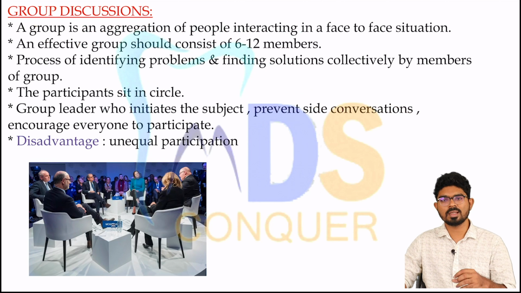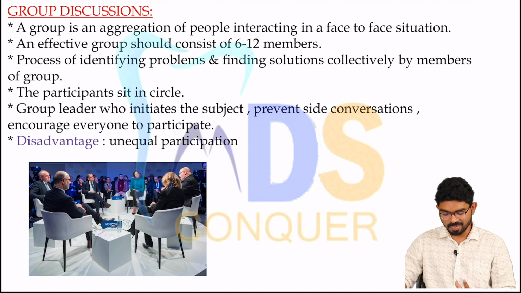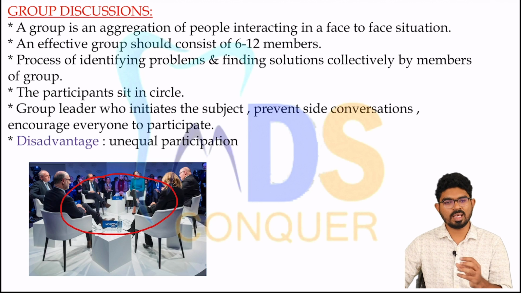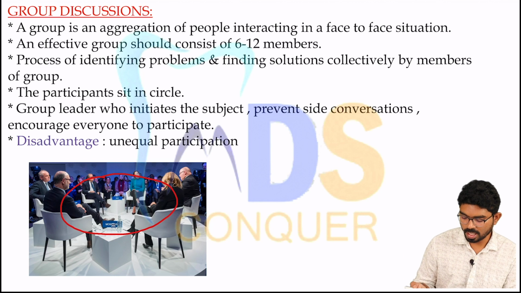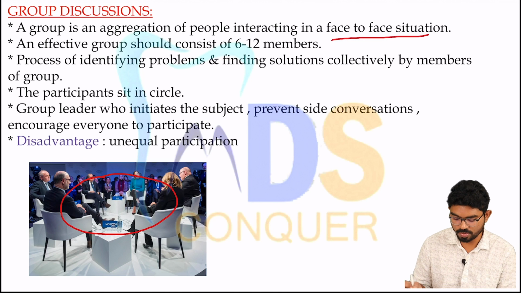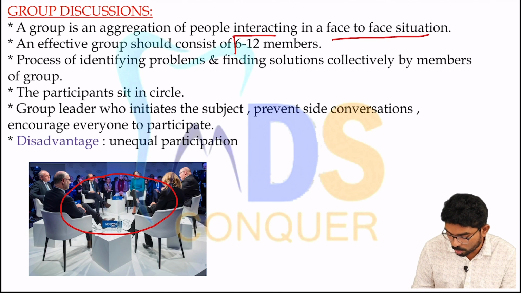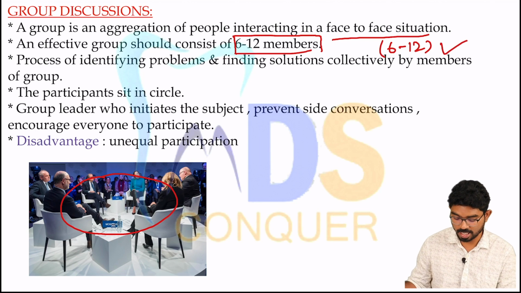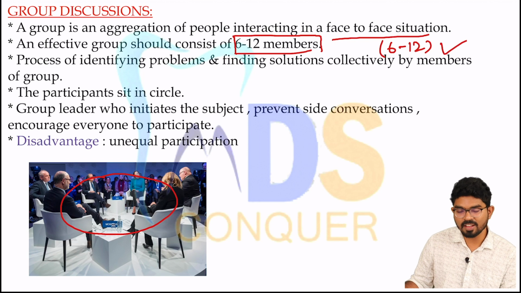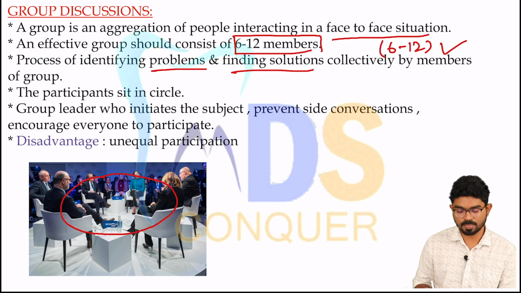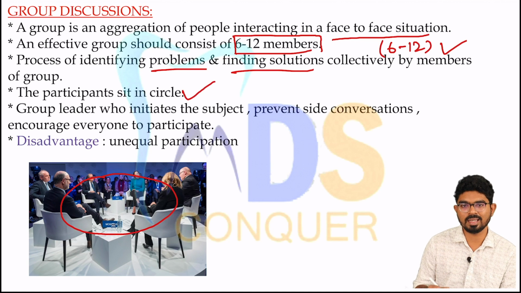The next thing is the group discussion, and most of you are well familiar with it. In this diagram, you can see the chairs are positioned in a circle. A group is an aggregation of people interacting in a face-to-face situation, and the maximum size of a group should not be more than 12. The range is 6 to 12, so it's an important question again. It is the process of identifying problems and finding a solution to the problem, and the participants sit in a circle position.